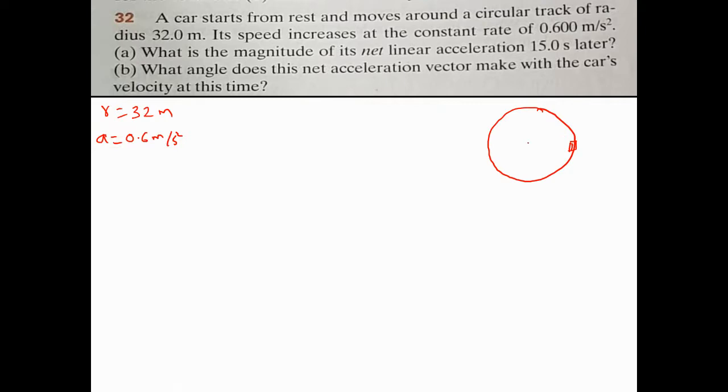Am I right? So you have two accelerations. Listen carefully. If the car is moving in a circular track, one acceleration is the tangential acceleration and the other is the radial acceleration. So this is your radial acceleration and this is your tangential acceleration. So what is your first question? What is the magnitude of the net linear acceleration? So what you have to find is the net linear acceleration. How do you find it? We already know the formula. Finding the magnitude is nothing but the square root of tangential acceleration square plus radial acceleration square. Am I right? Tangential acceleration is already given in the question.